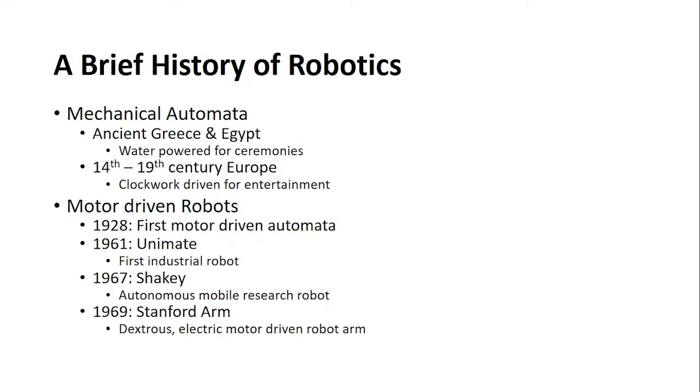Before going more into robotics, we'll see the history of robotics. Throughout these slides, we'll see the history of robotics. First, mechanical automata and motor-driven robots. Mechanical automata, like robotics, maybe not in the sense that we use right now, but in a different way, already existed even centuries ago.